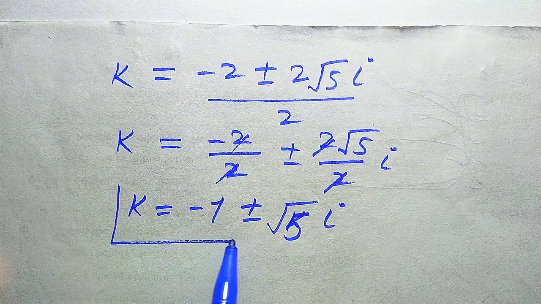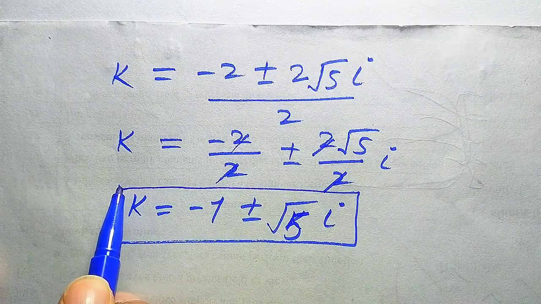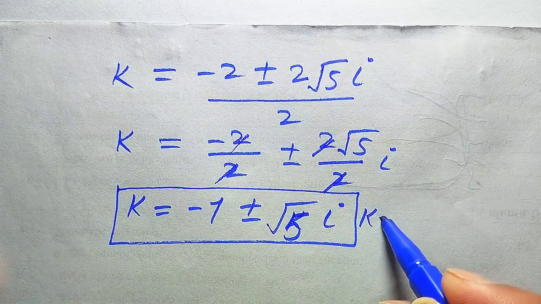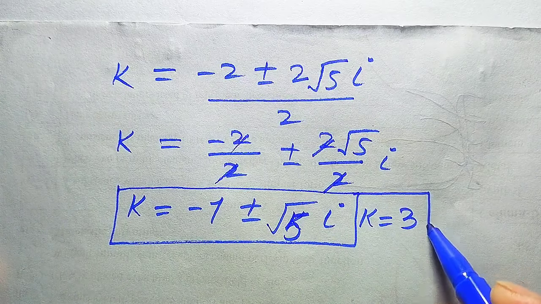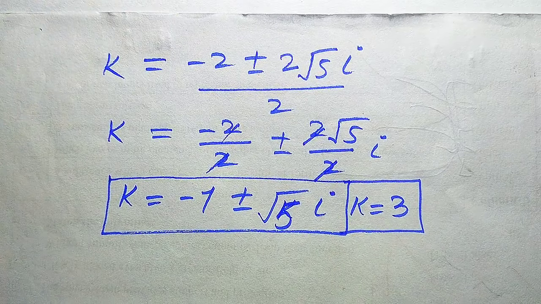Okay, so these are the other two complex roots of the given equation, and the third root is the real root, and that is k equals 3, which we found in the start of the problem.